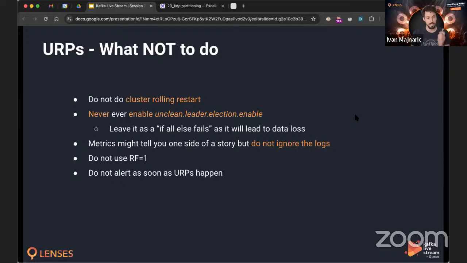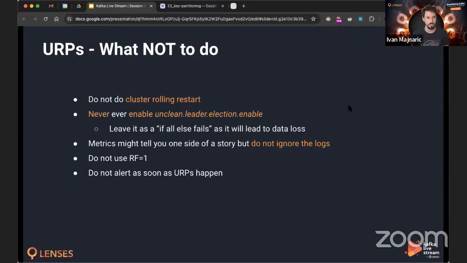As I said, metrics might tell you one side of the story. Don't ignore the logs. People are ignoring the logs, or the other way around. I'm not sure why, but check both. Read the logs and then check at the exact time what really happened and what the metrics are telling you.